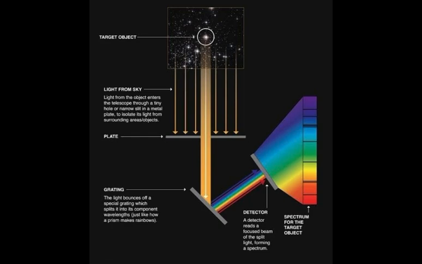Every bright or dark line in a spectrum is a clue that tells us something about an object that may be billions of kilometers away.